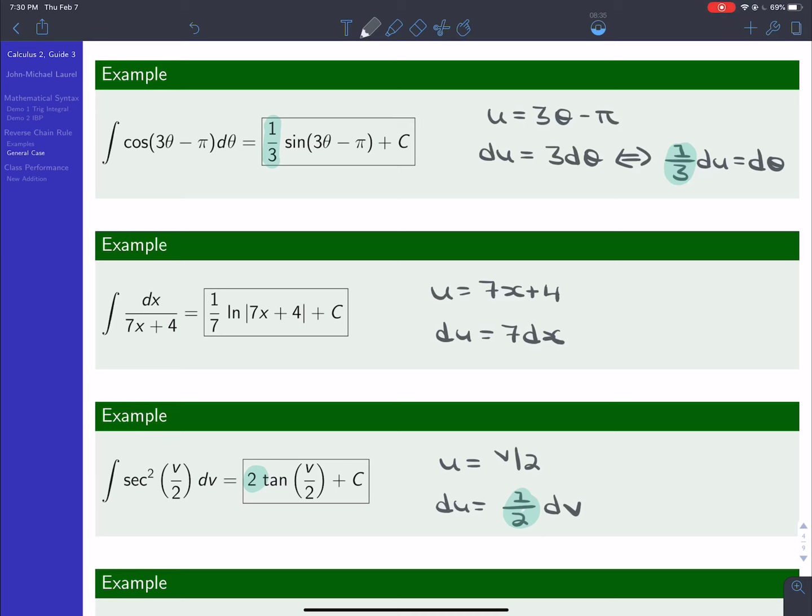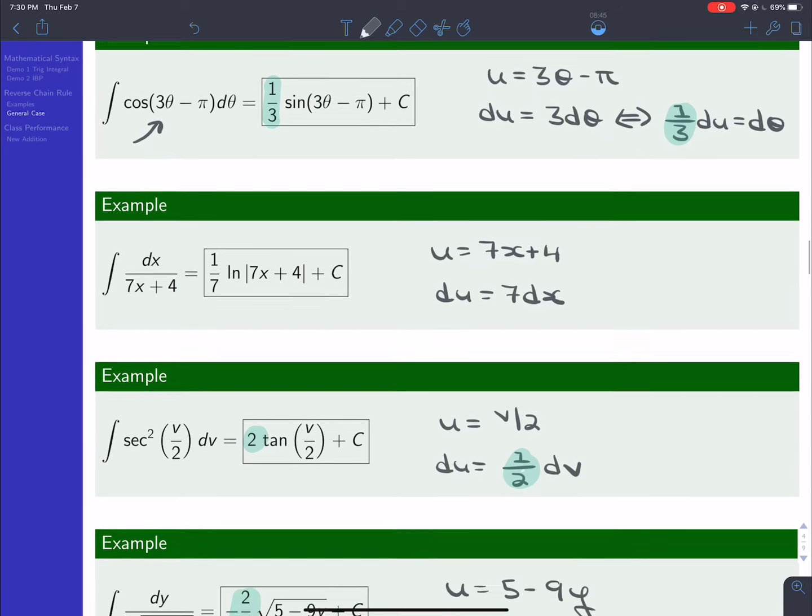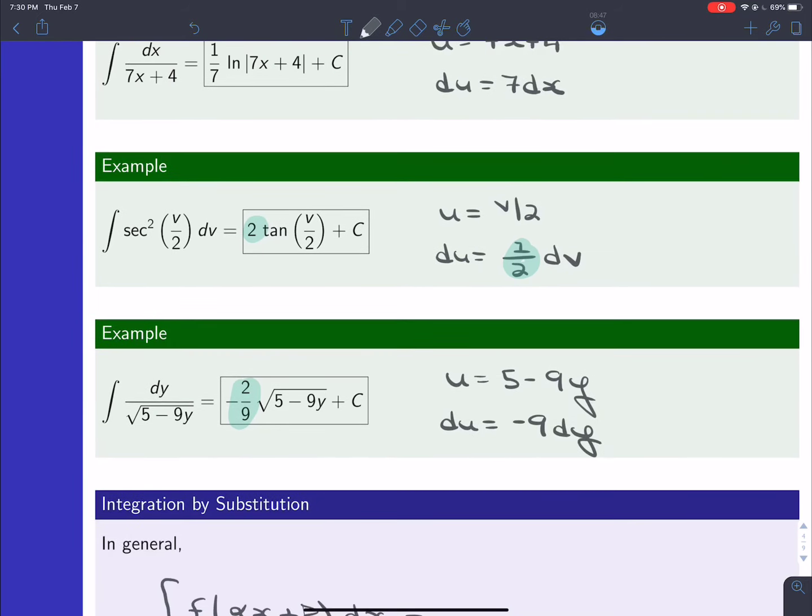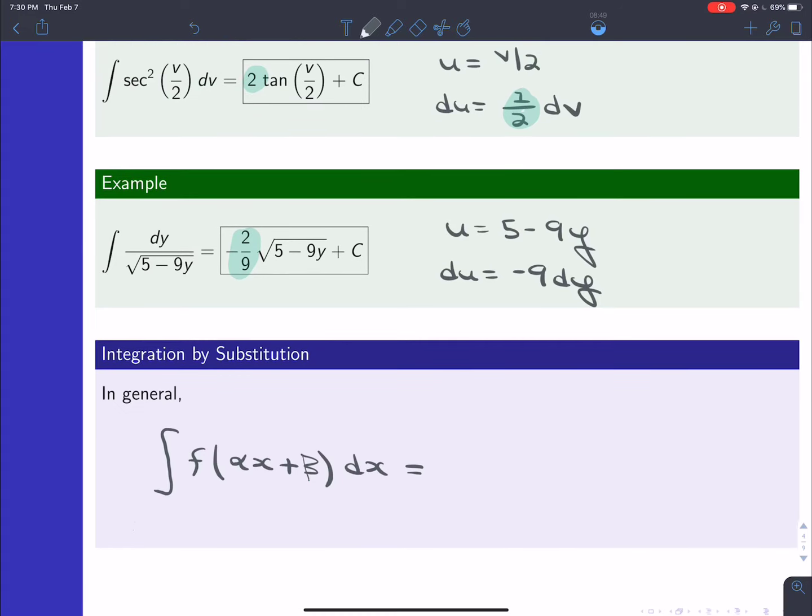In this case, for the first one, it'll be the linear function 3 theta minus pi. So the reciprocal of the coefficient of the theta happens to be 1/3. The next one happens to be 1/7. The next one happens to be 2, and so forth and so forth. And so this generalizes very nicely.